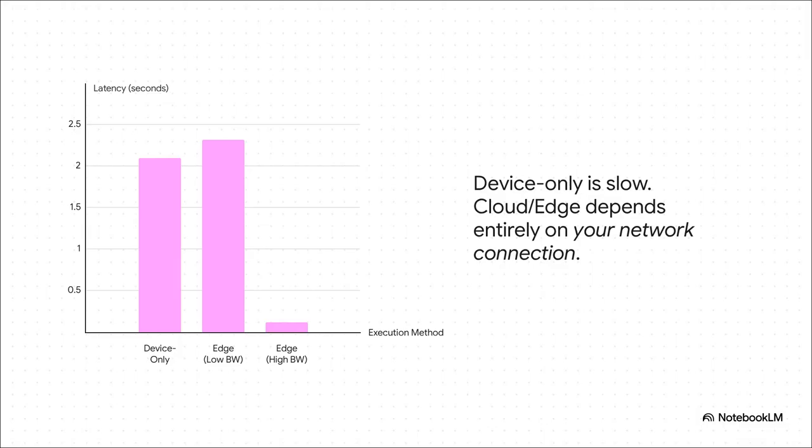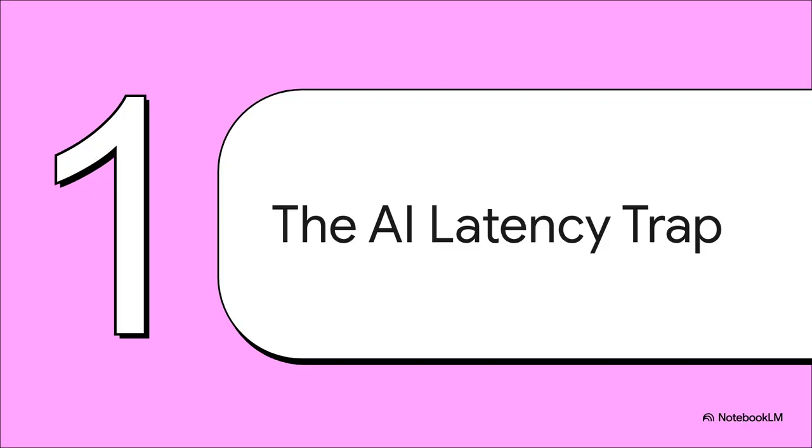Okay, so this chart really lays out the core of the problem. You can think of it as the AI latency trap. Now look at that first bar. If you try to run the whole AI model just on your phone, it's just too slow. We're talking over 2 seconds. So you think, okay, let's send it to the cloud. Well, with a great signal, yeah, it's blazing fast. But if you're on low bandwidth, look at that. It's actually slower than doing it on your phone. You just can't win. So that's the trap. You're stuck. But what if there was a way to get the best of both worlds?